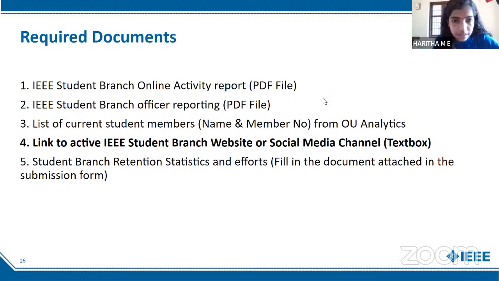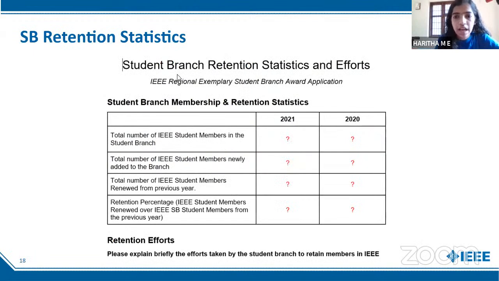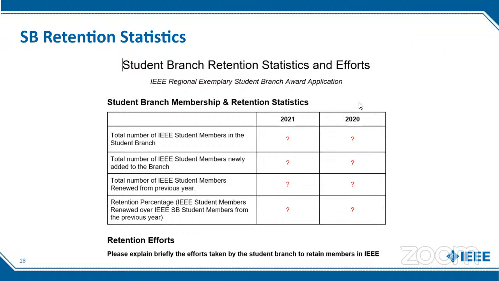The fifth required document is the student branch retention statistics and efforts. Once you go to the award portal, you are going to get a document. You have to download it, fill it in, and upload it. Here you will have a comparison table comparing the member count of your SB in the year 2021 and 2020. You have to fill that, and below there is a question where you have to explain the efforts taken by your SB for retaining the membership count. So these are the 5 compulsory documents which you have to submit while applying for the award.